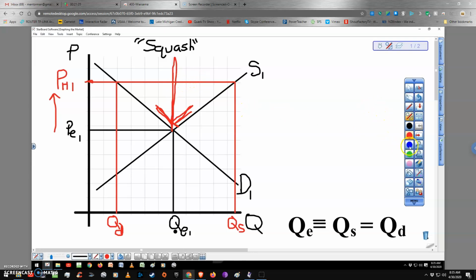Demanders, on the other hand, they compete too. A demander competes with other demanders. And how does a demander compete? Well, think about it.